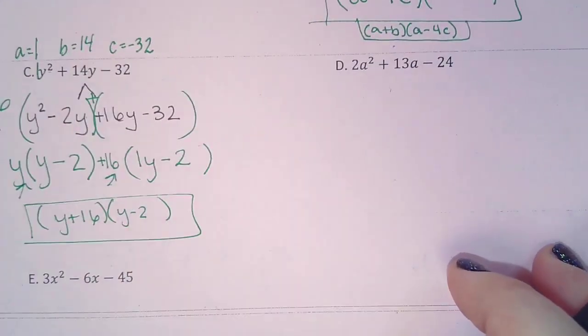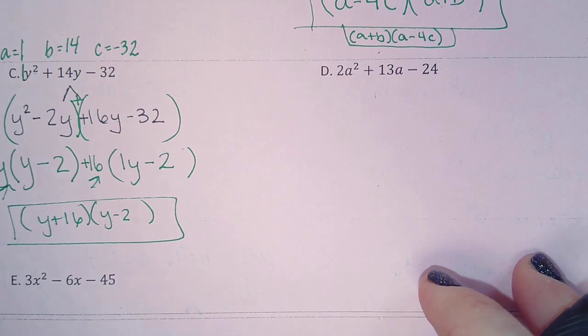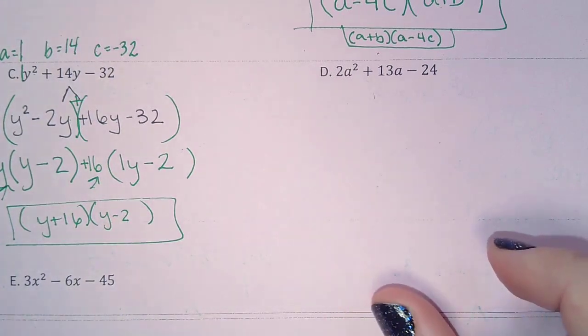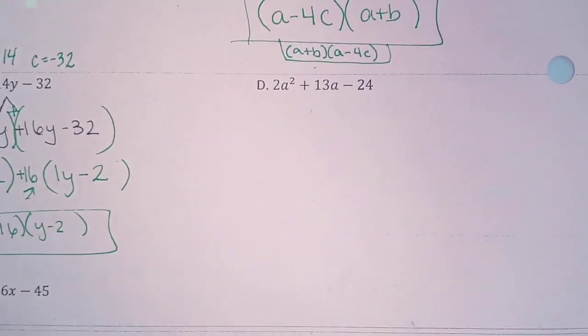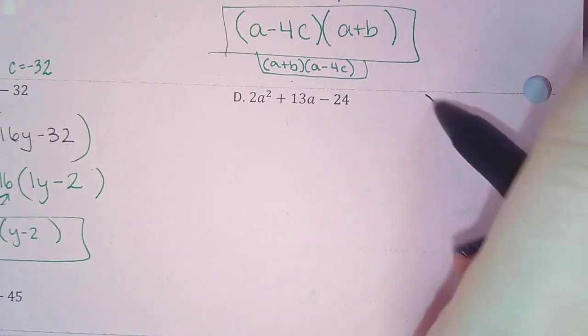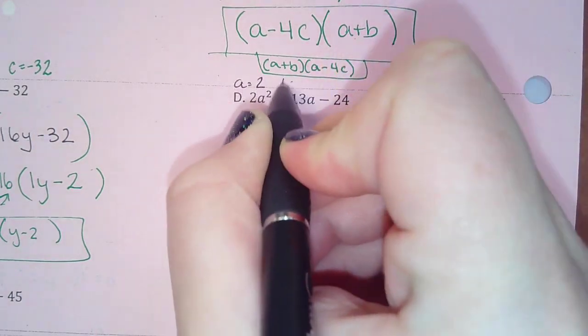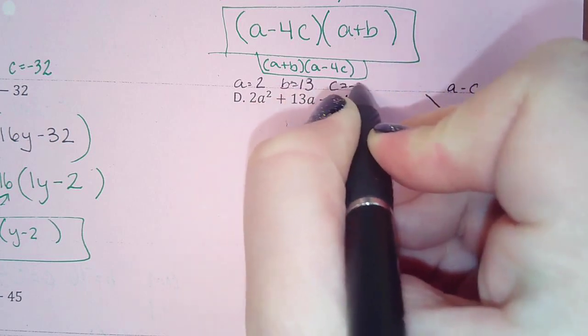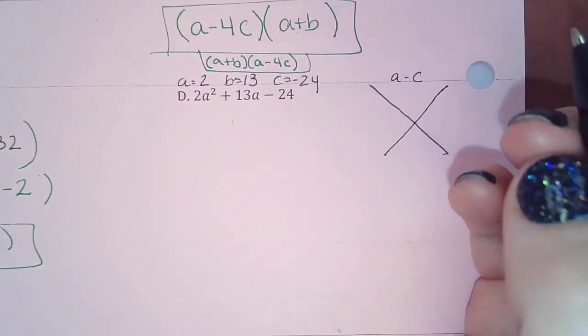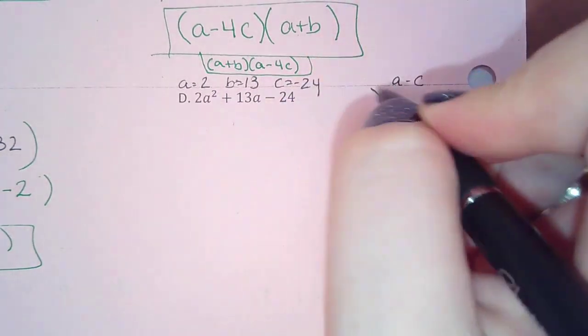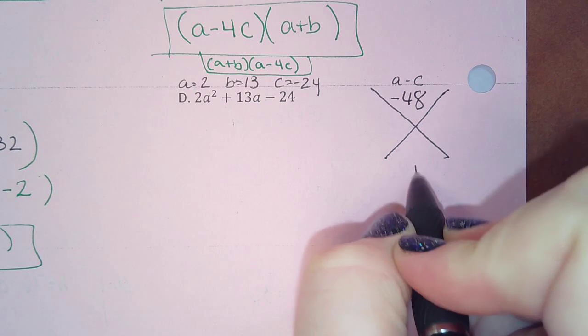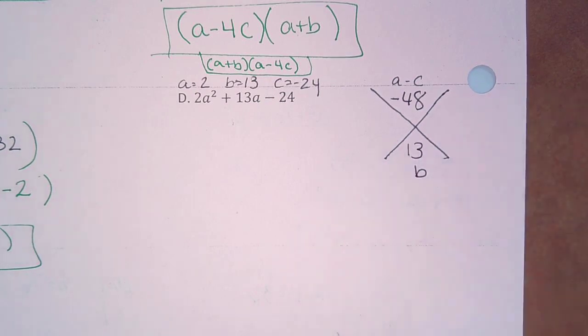D. 2a squared plus 13a minus 24. So I'm not seeing any perfect squares here, so I'm going to go ahead and factor like normal. So a times c, so a is 2, b is 13, c is negative 24. At the top of my x, a times c, so 2 times negative 24, negative 48. At the bottom is b, 13. Take a second and see if you can find your factors here of multiply to negative 48, add to 13.